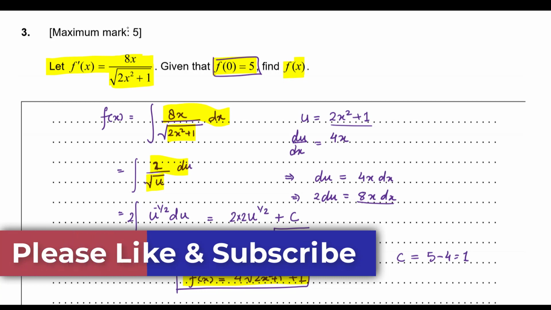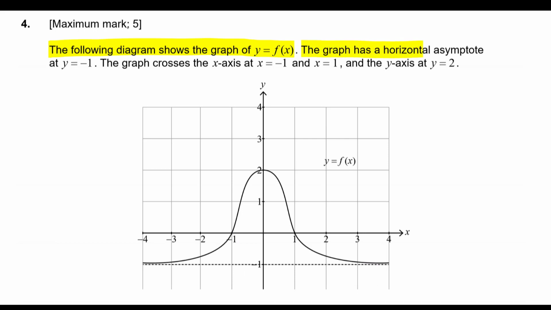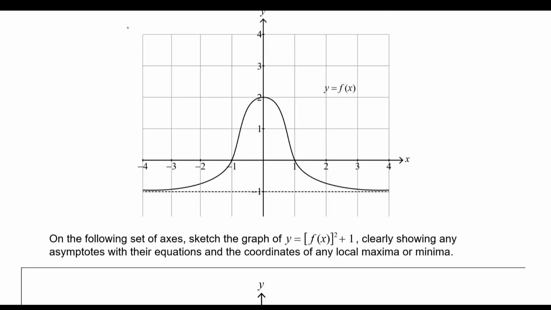I hope it's clear. In question number 4, the following diagram shows the graph of y equals f(x). The graph has a horizontal asymptote at y equals minus 1. The graph crosses the x-axis at x equals minus 1 and x equals 1, and the y-axis at y equals 2. So this is the information given about the graph. The question is: on the following set of axes, sketch the graph of y equals f(x) squared plus 1, clearly showing any asymptote with their equations and coordinates of any local minima or maxima points.